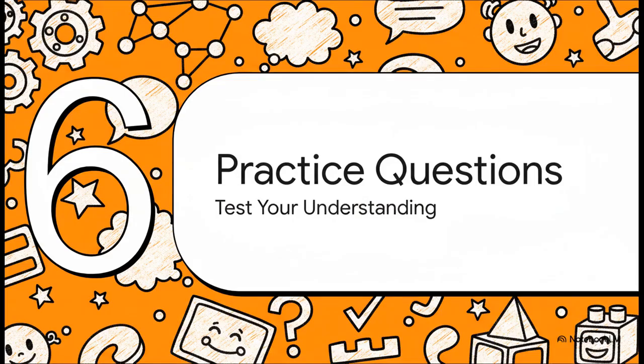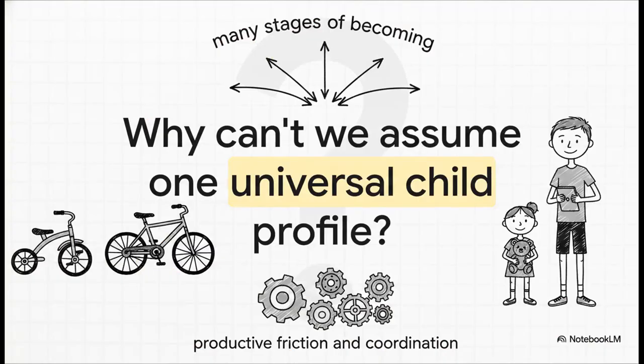Before we wrap up, let's do a little knowledge check with some practice questions to test your new systems-level mindset. Let's start with an easy one. Why can't a child-centered product just assume one universal child profile? Think about it for a second. Well, remember the bicycle analogy. Kids are not one fixed audience. They are moving targets in many stages of becoming. A 6-year-old and a 14-year-old need entirely different levels of productive friction and coordination.